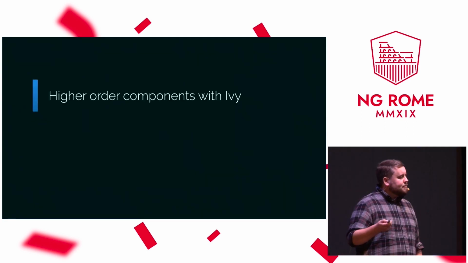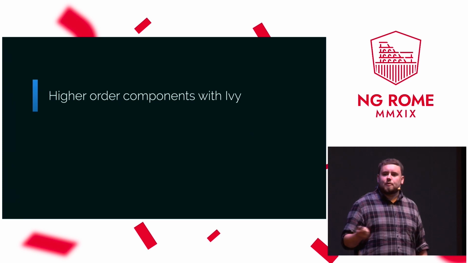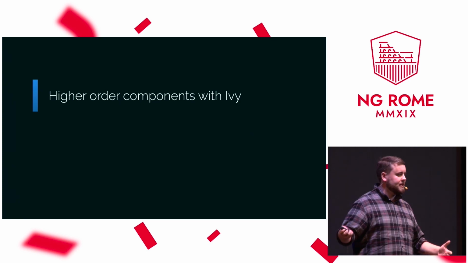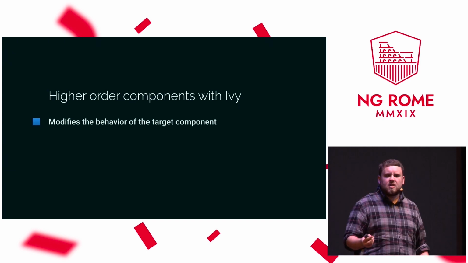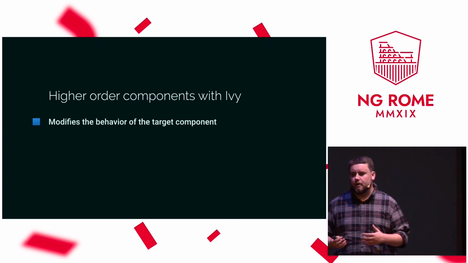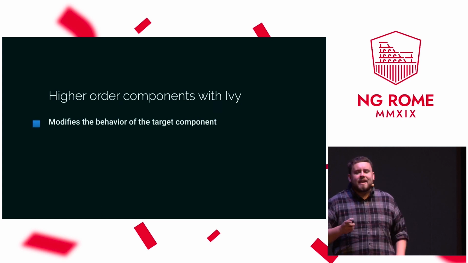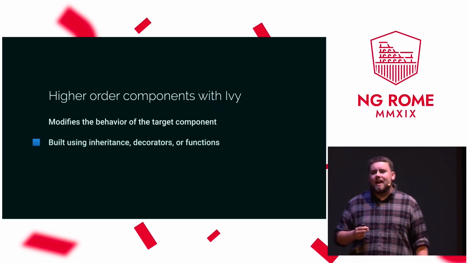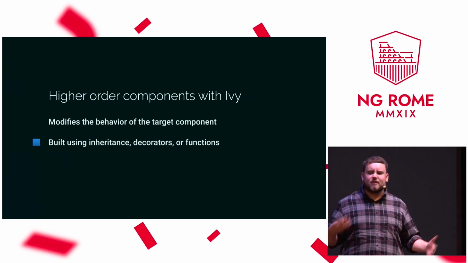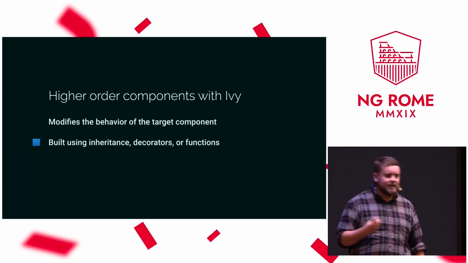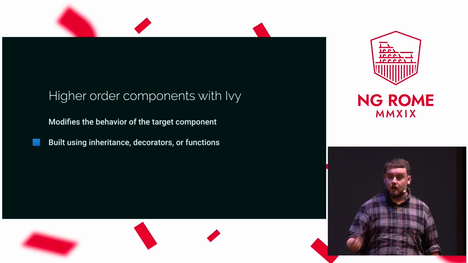So a higher order component is another one of those ideas that we're borrowing from other ecosystems. And the idea is that we can modify the behavior of a target component. We can change something about the way that component runs. Here's something kind of interesting about them. I don't know how we as a community are going to author these yet. There's lots of different strategies. You could do it with decorators or functions or inheritance.